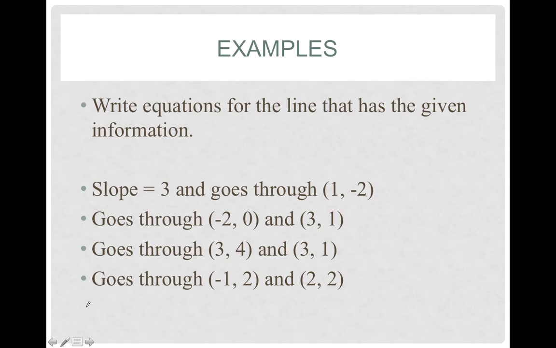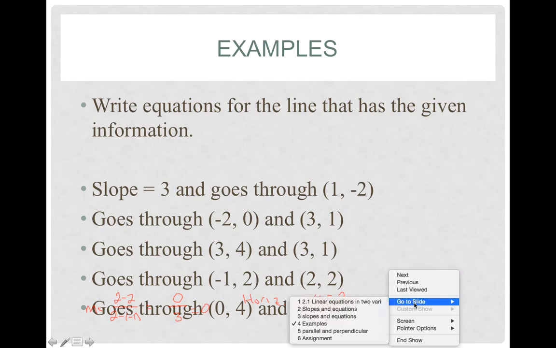Likewise, something like this. You could go through the whole motion here, find the slope, 2 minus 2 over 2 minus negative 1, which is 0 over 3, which is 0, which means it's horizontal. So it's y equals, well, look, they're both the same y value, so that's y equals 2.